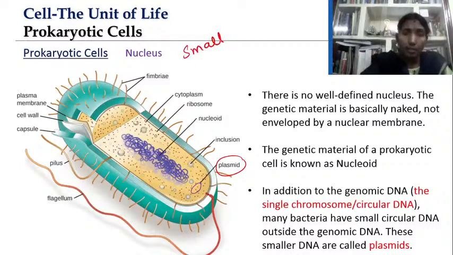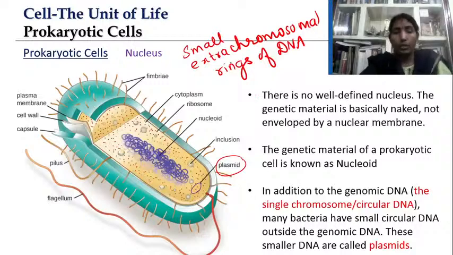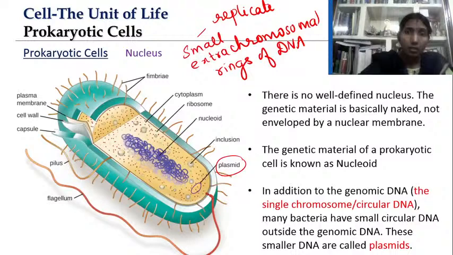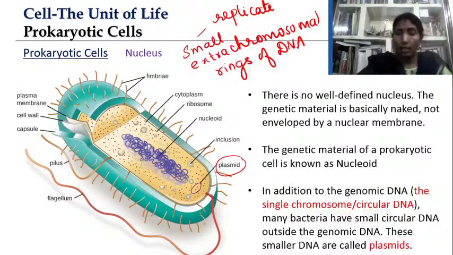They are nothing but small extra chromosomal rings of DNA that is present in bacteria and other organisms. So they have the capability to self-replicate, independent of the nucleoid. So that is important, okay, that we need to know.